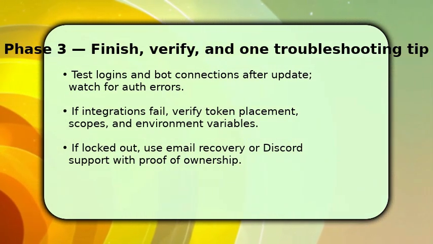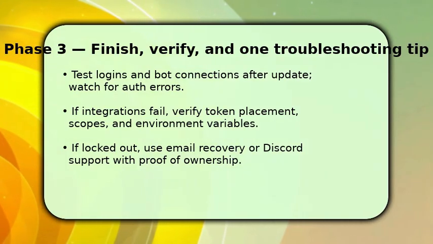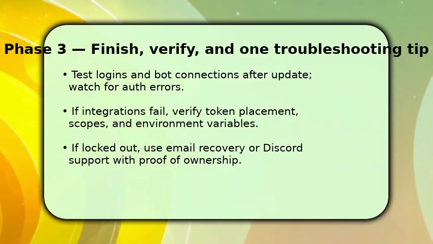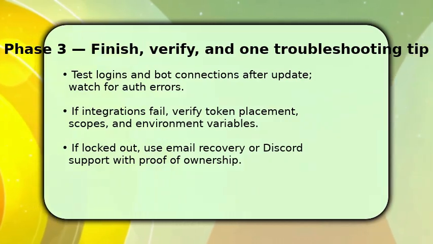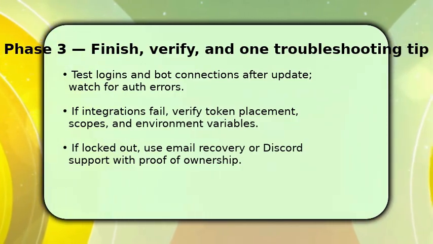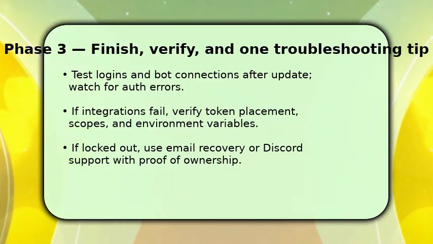If you see auth failures, check that the new token replaced the old one in environment variables, config files, and CI/CD secrets. Confirm required scopes or permissions are present. If you are locked out, use your email recovery flow or contact Discord support with proof of ownership. This resolves edge cases and prevents accidental permanent loss of access.